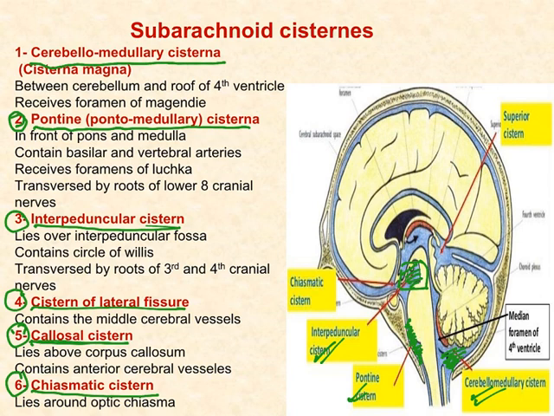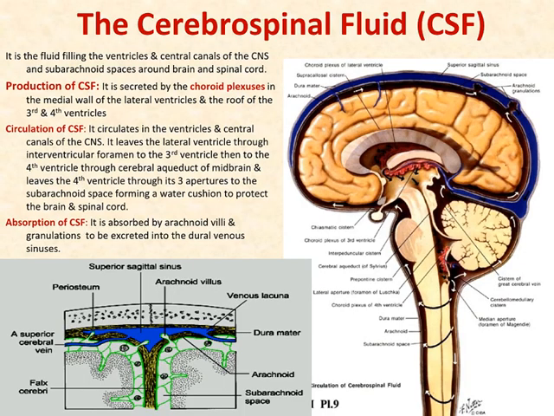As we said before, the optic chiasma is the meeting point between the two optic nerves. These are collectively known as subarachnoid cisterns, and you have now identified the importance of these subarachnoid cisterns.